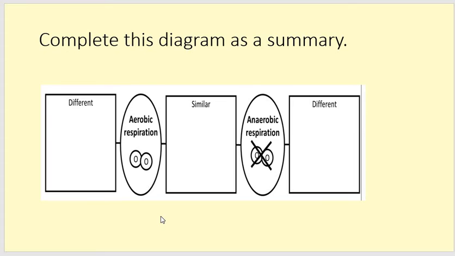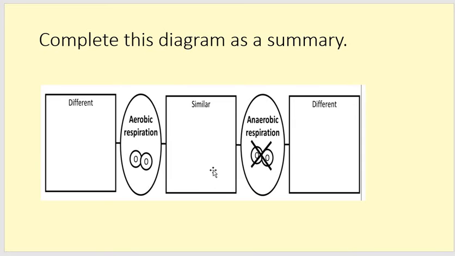Now, to summarise what you've learnt, I want you to do a little diagram. You might need to stop the video here to copy it down. You've got the two processes in the ovals. You've got aerobic respiration with oxygen, so you've got your O2 here. Looks a little bit like blood cells, but it is an O2 molecule. Anaerobic, no oxygen, you've got an X through it.